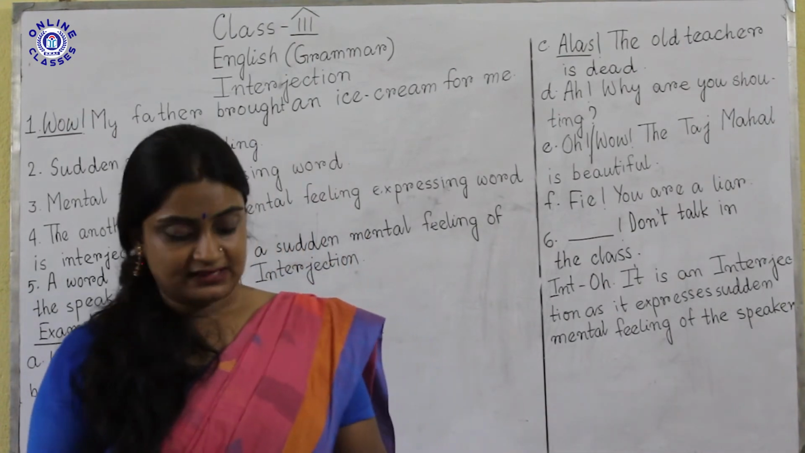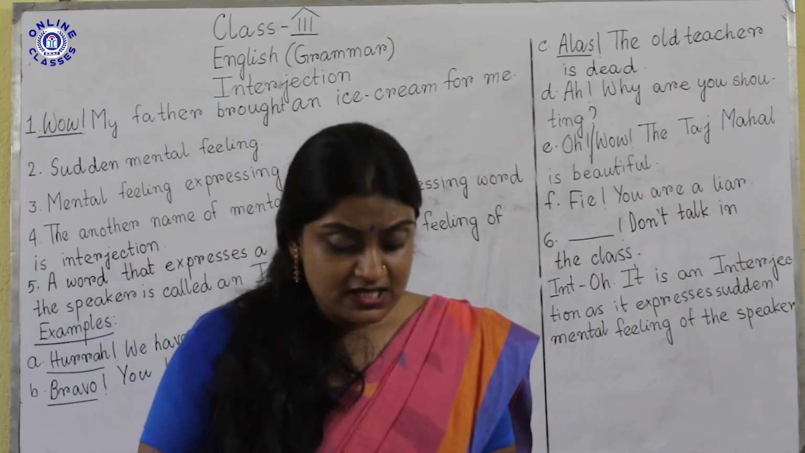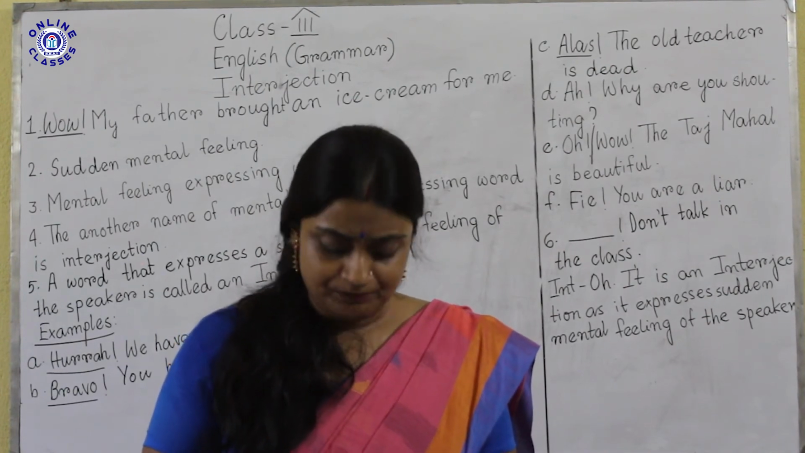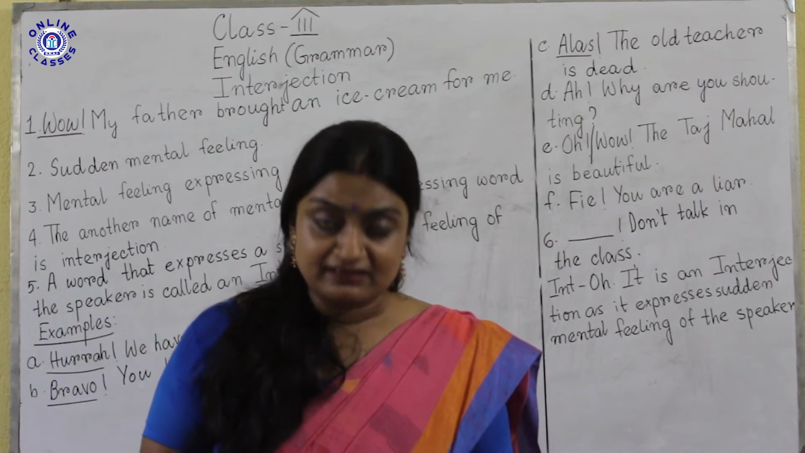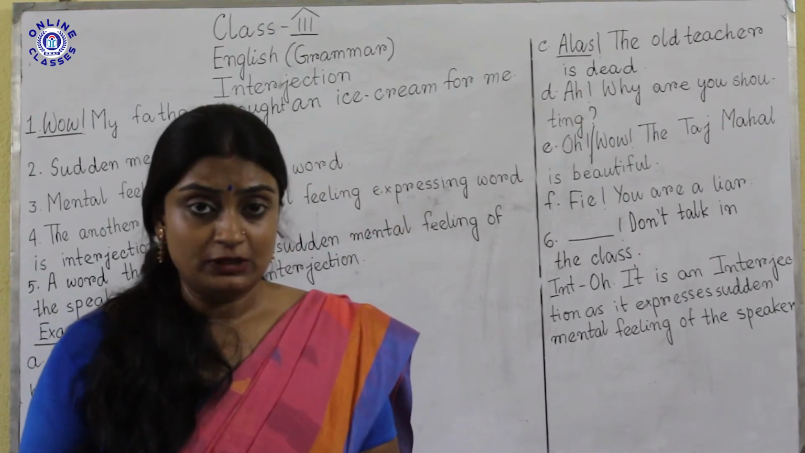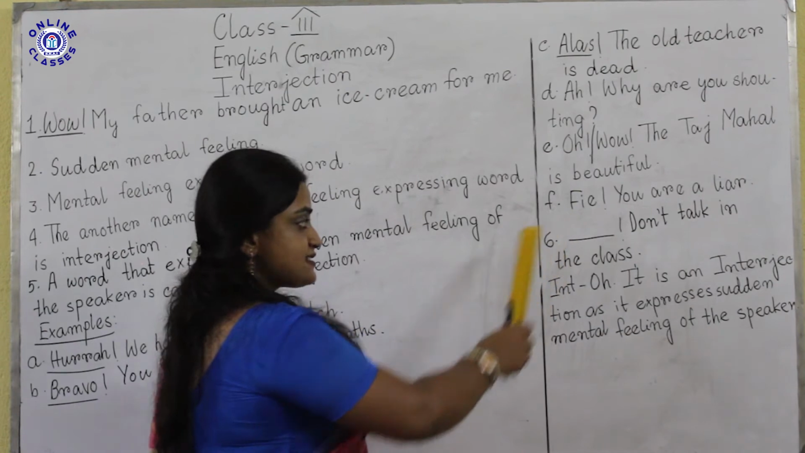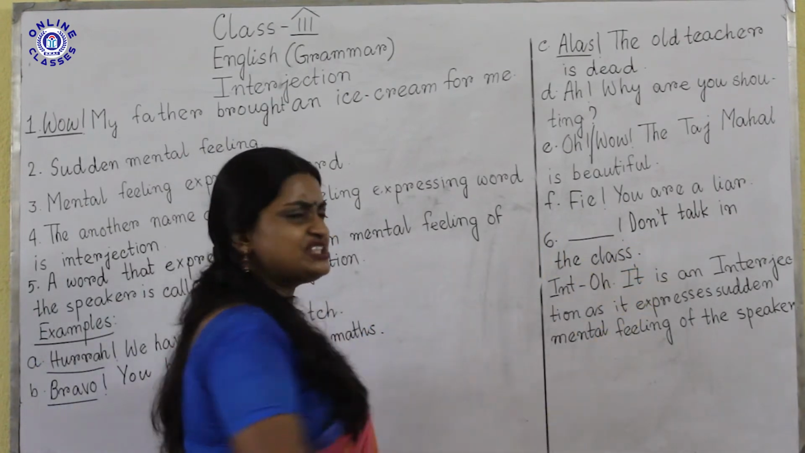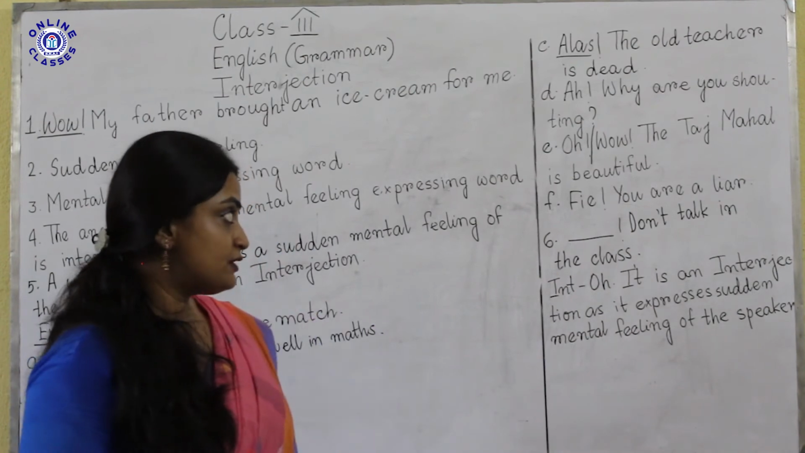So think that somebody is cheating on you, somebody is lying to you. What will be your expression? You want to make the person feel ashamed. So fie is the word to express your feeling. Fie, you are a liar, cheat!